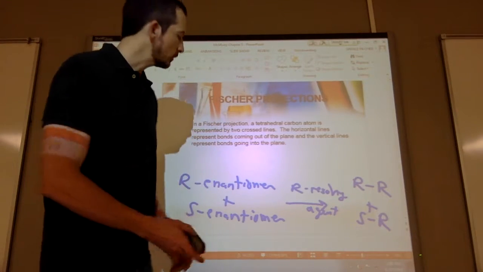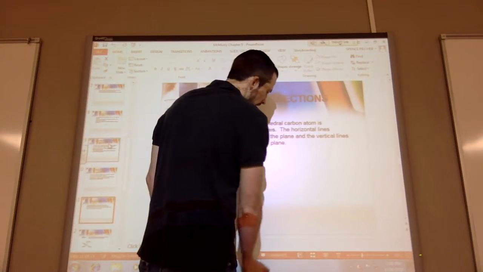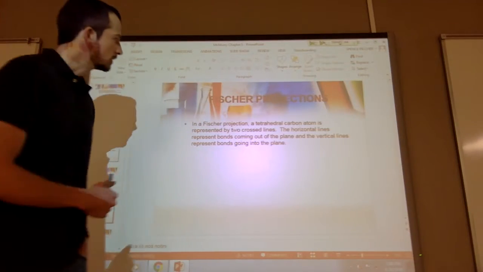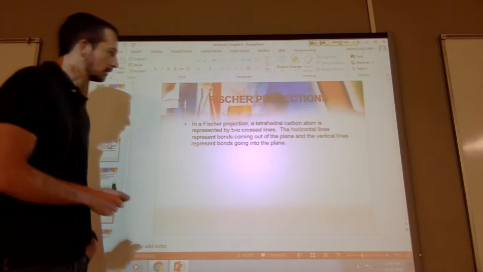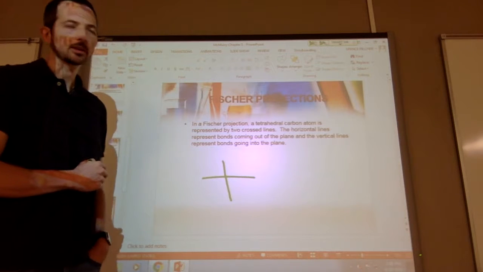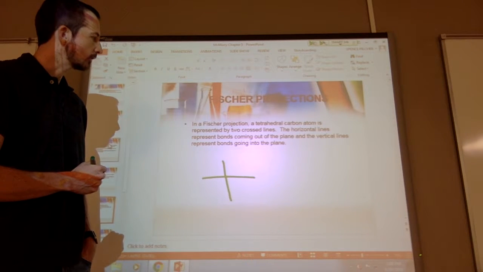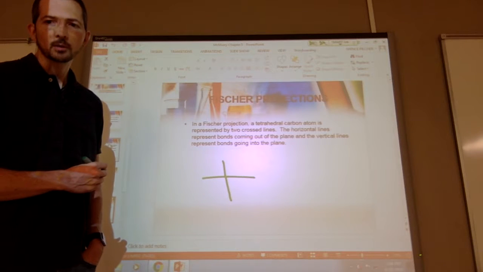Another type of projection we'll be looking at is what's known as a Fischer projection. A Fischer projection of a tetrahedral carbon is represented by two cross lines, like that. The horizontal lines represent bonds coming out of the plane. The vertical lines represent bonds going back into the plane.